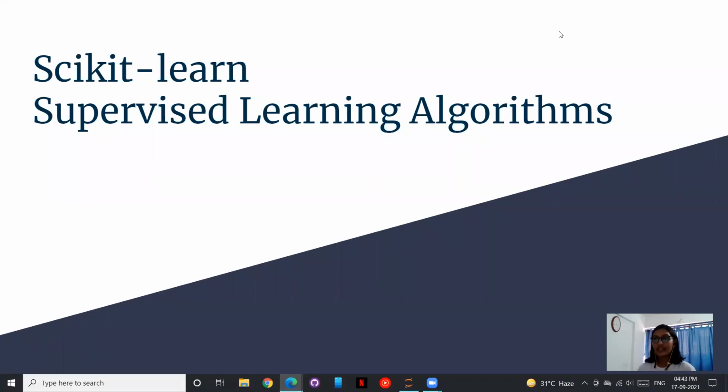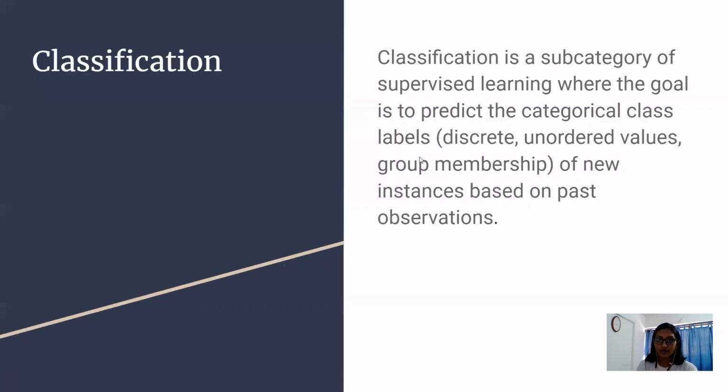Hello everyone. In the previous video, we had learned about implementing simple linear regression using Scikit-learn. In this video, we'll be studying classification with Scikit-learn. A classification problem is when the output variable is a category such as red or blue, disease or not disease, or spam or not spam.